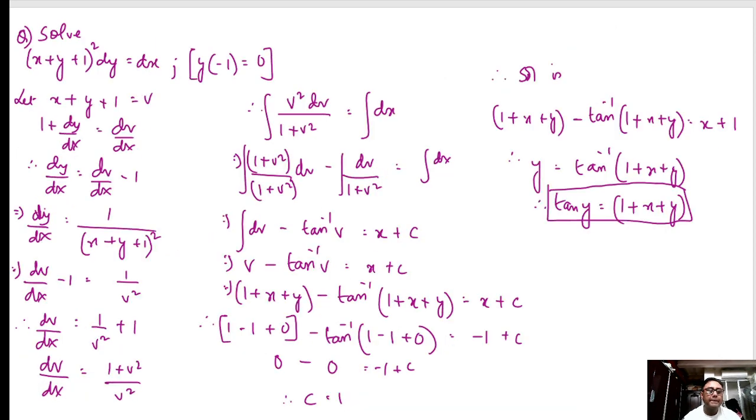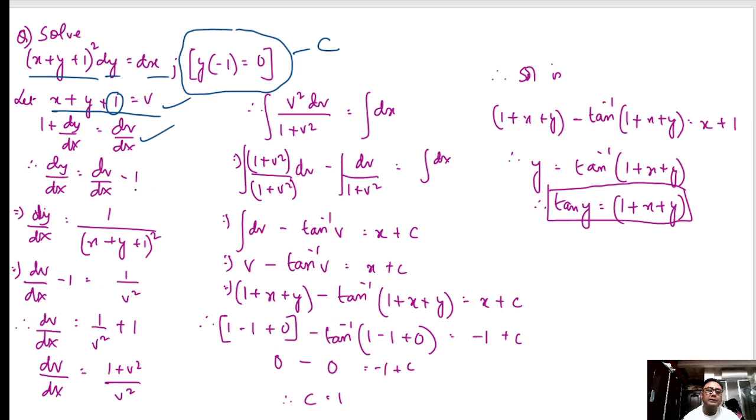Next, solve x plus y plus 1 whole square dy equal to dx of this. Okay, this is used to find the value of c. So we will do it last. So we cannot separate x and y, so we will take this whole thing as v. So now differentiate: 1 plus dy by dx plus this is 0 equal to dv by dx.